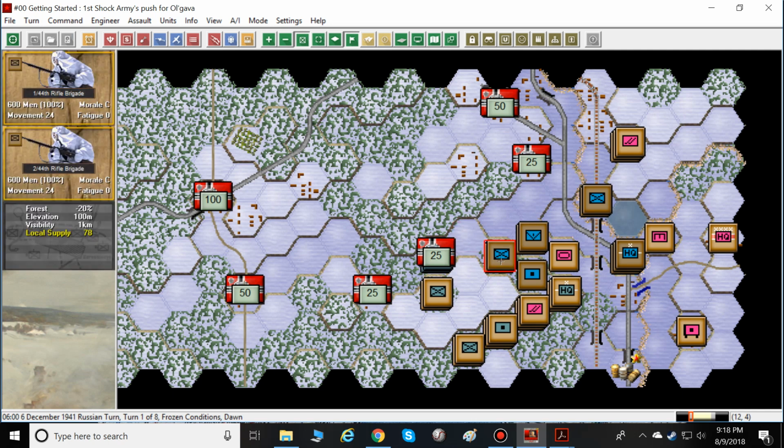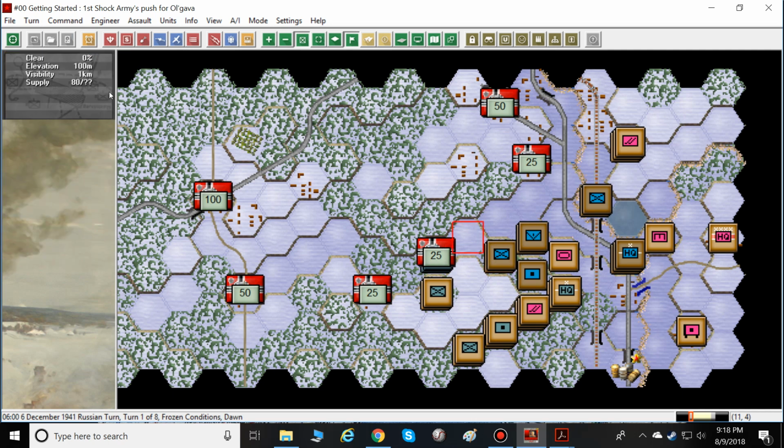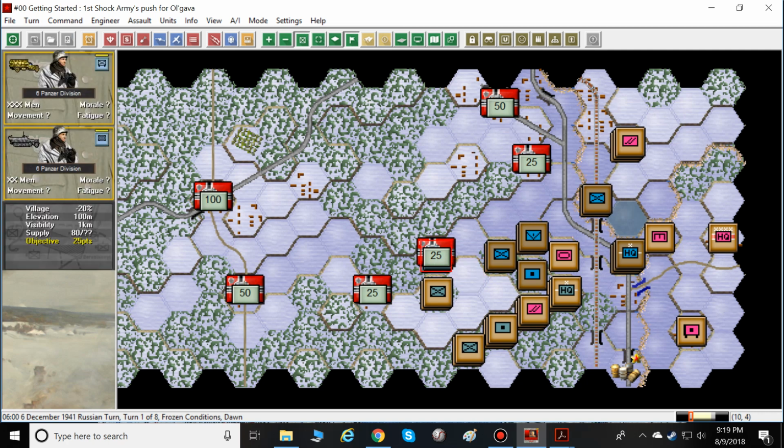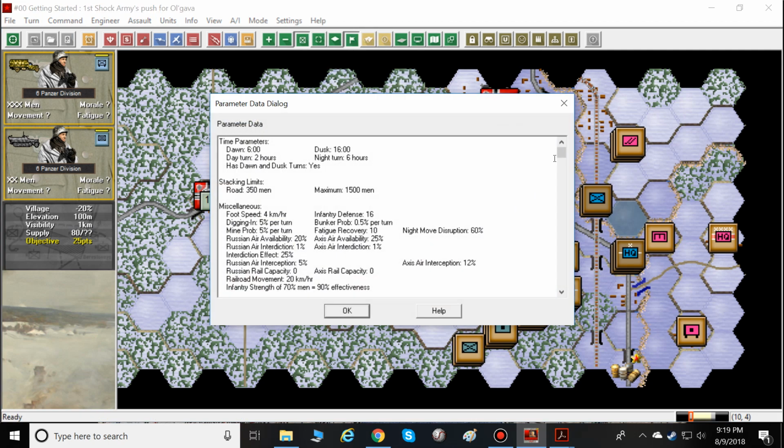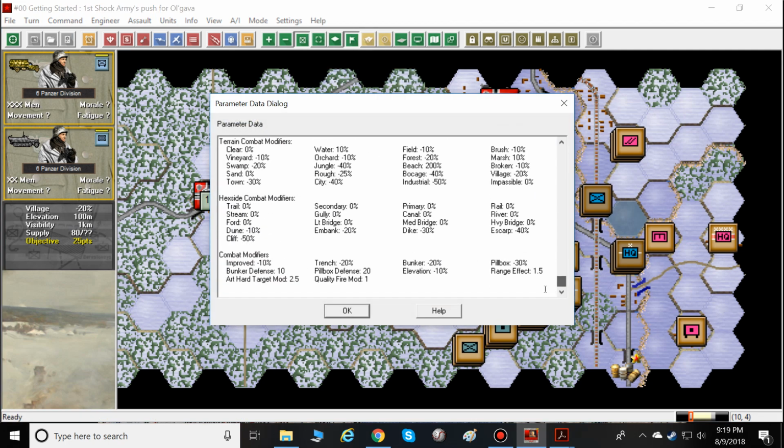You can see that we are currently in a hex that has an elevation of 100. This is 100 as well. This one is actually 200. And if we look at the target hex, this is actually only going to be 100. If we go back into the parameter data and scroll all the way back down, you can see elevation minus 10%. So if they're shooting at a higher unit, they get a minus 10% to their attack value.